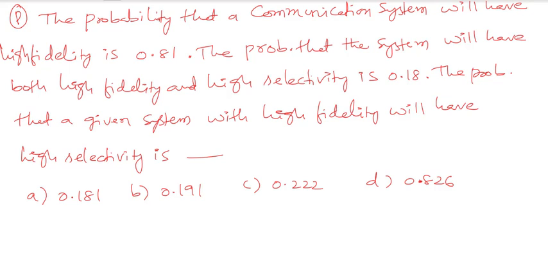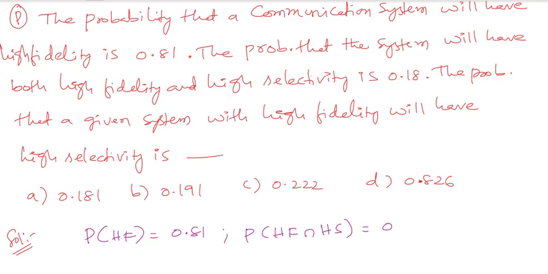So check out what they had given in the problem. They had given the probability of high fidelity, which is 0.81. And similarly, the probability of high fidelity intersection high selectivity, which is given as 0.18. These two things they had given. Then they are asking the probability that a given system with high fidelity will have high selectivity. So that is high selectivity given high fidelity.